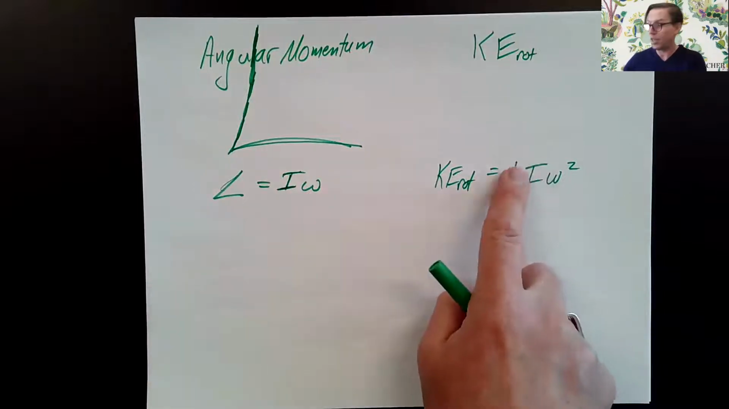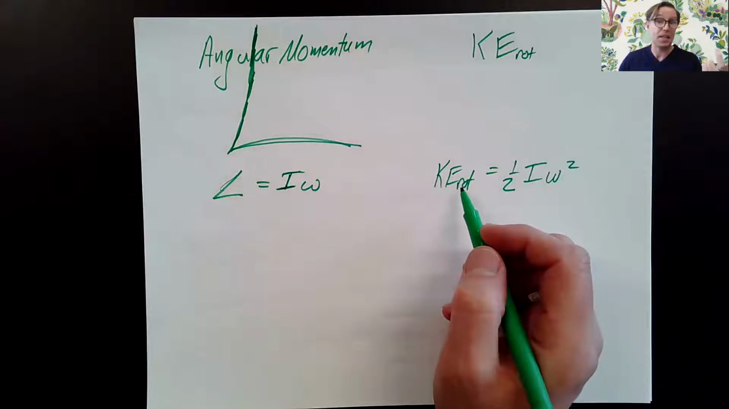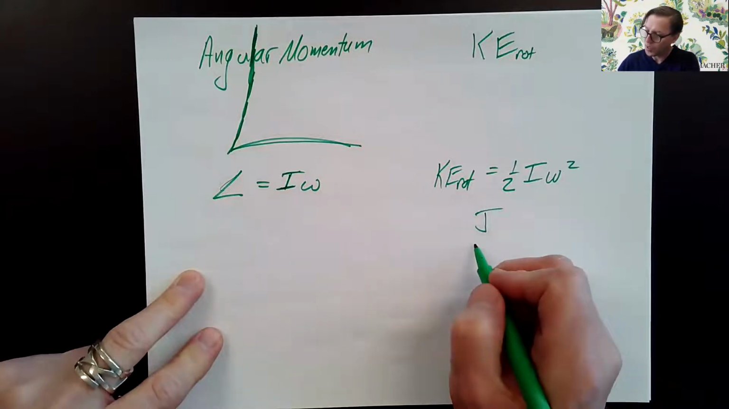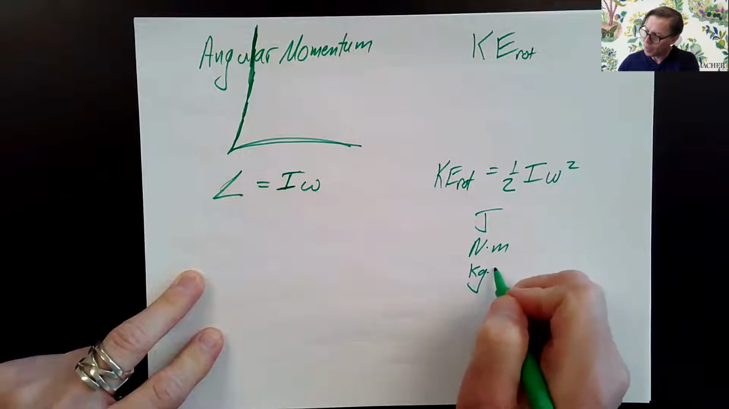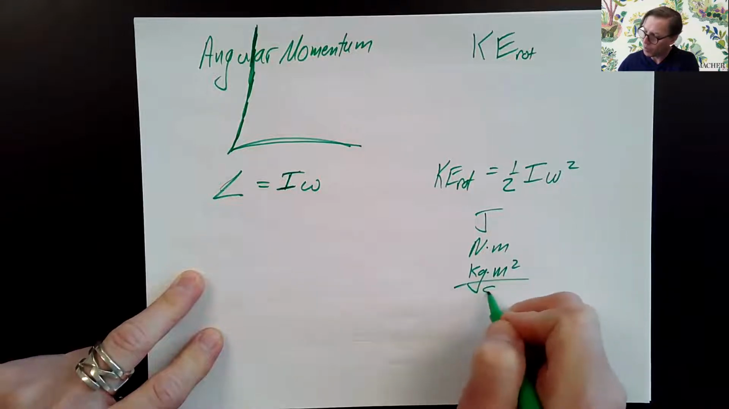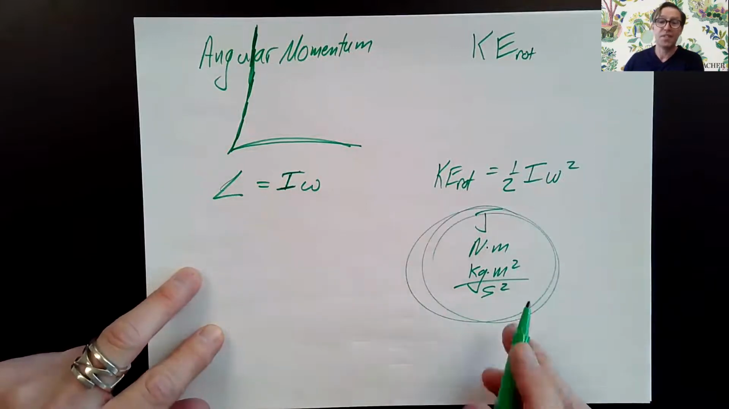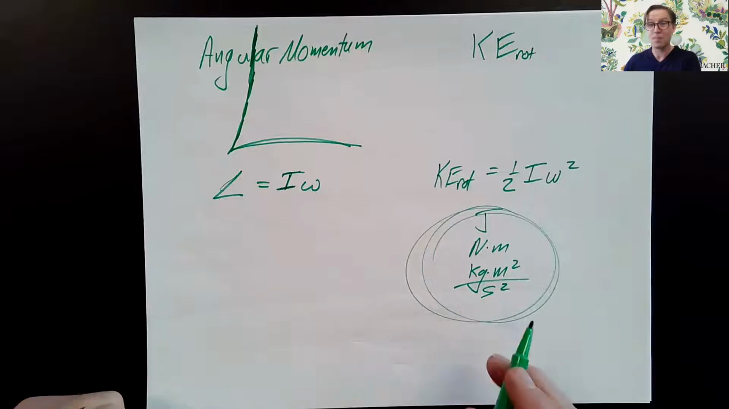However, kinetic energy, just like all kinds of energy, has the same unit as linear kinetic energy. All energy has the unit joules, which is the same as newtons times meters, which is the same as kilograms times meters squared over seconds squared. Since all kinds of energy have the same unit, they can all be added together or subtracted.